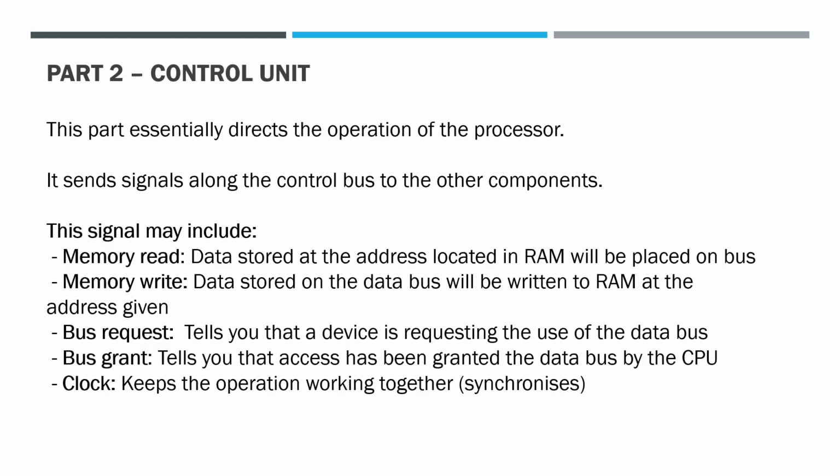And then bus grant says that the access has been granted to the bus by the CPU. And the other thing the signal may include is the clock, and that is that clicking clock that says to everything, go, go, go, go, which we'll look at in the next In a Nutshell video, I think, depending on how long this one takes. But we will cover all these things.